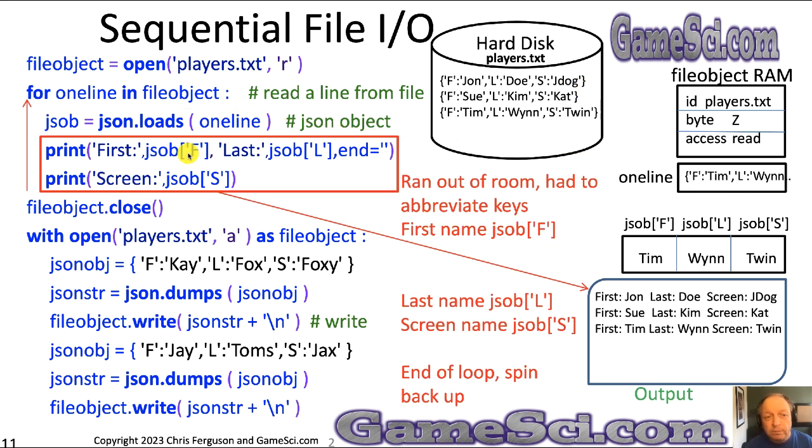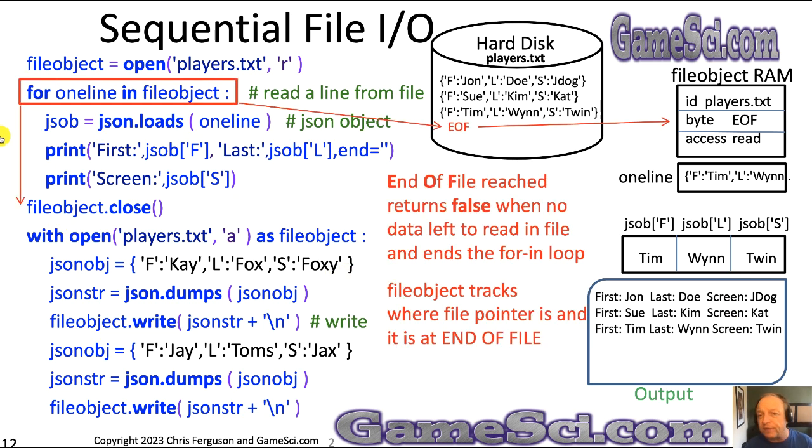Print the data. Print the first name, the last name, and the screen name to the output. Once again, I apologize. I don't like abbreviations like F, L, and S. Excuse me, I didn't have room on this screen. It's already a busy screen. I didn't have room on this screen for first name, last name, and screen name. Now we've hit the end of the loop, spin back up, and some interesting things are going to happen this time. For one line in file object, and look what it hit.